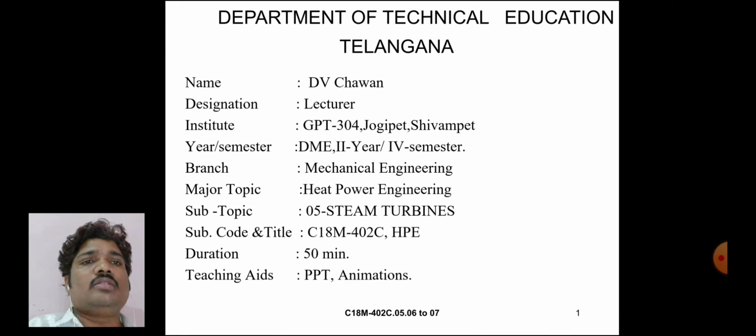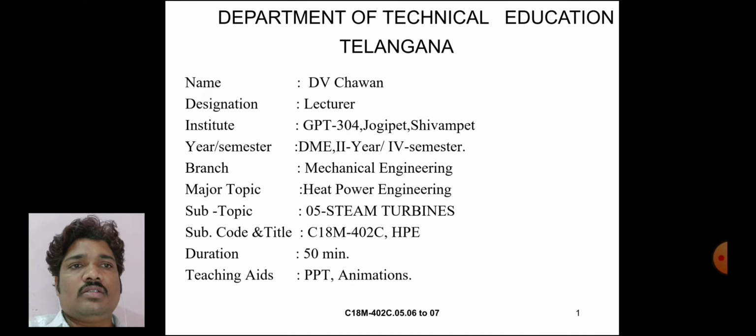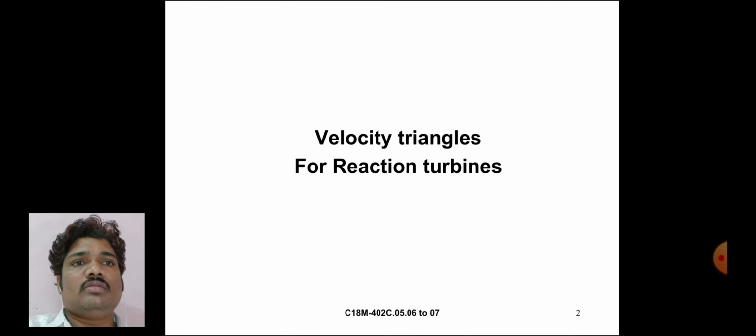Today's class subject is Heat Power Engineering, chapter 5, Steam Turbines. Subject code C18M402C, DME second year. In today's class we discuss velocity triangles for reaction turbines.